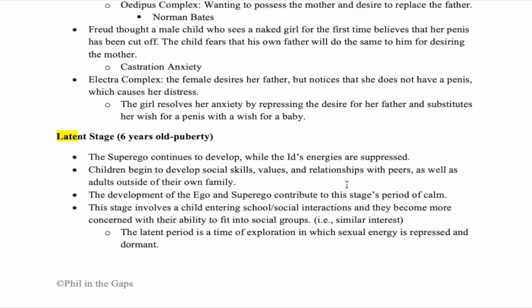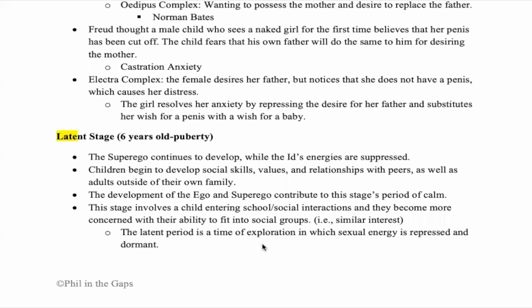So the superego continues to develop while the id's energies are suppressed. So again, the id is going to be impulsive decision making. So those are going to be suppressed, and we're going to be more focused on developing relationships with other individuals. So this is where children begin to develop social skills, values, and relationships with peers, as well as adults outside of their own family. So this is where there's going to be some prioritizing on developing social relationships.